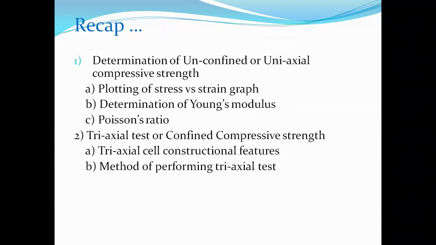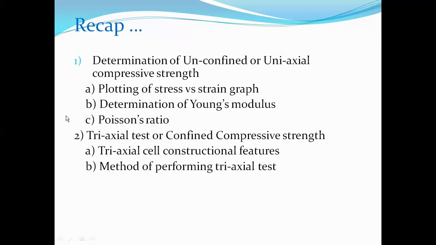Before we start, let's recap what we discussed in the earlier video lecture: the determination of unconfined or uniaxial compressive strength of rock mass. Then we discussed the plotting of the stress versus strain graph and the determination of Young's modulus, because after performing the uniaxial compressive strength test, we get various values of stress and the corresponding strain that we need to measure. From that, we plot the stress versus strain graph. Upon plotting it, we calculate the Poisson's ratio.